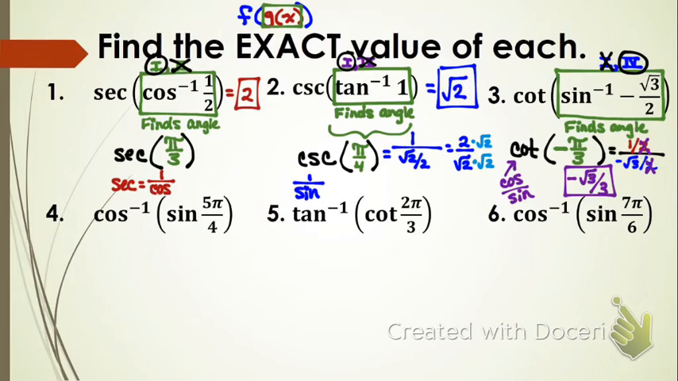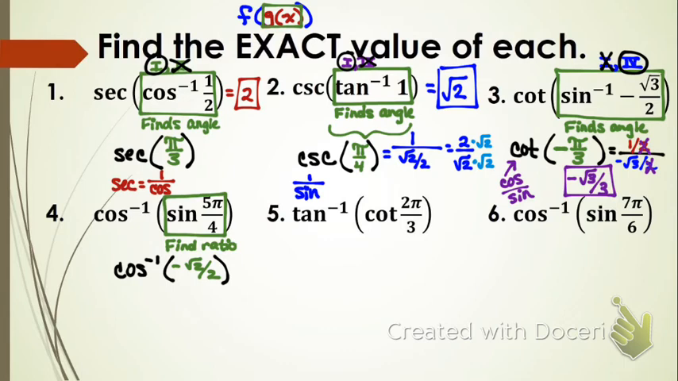If I start inside the parentheses on number 4, am I finding an angle? No. That's sine of an angle. This is going to find me a ratio. Do we know sine of 5 pi over 4? What is sine of 5 pi over 4? Yes. Negative radical 2 over 2. My final answer is going to be an angle, because that's the outside function, which finds angles.